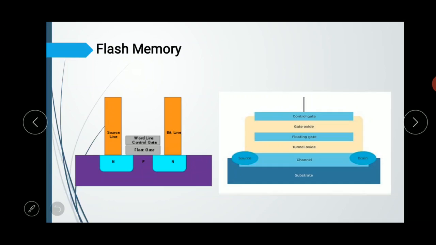In flash memory, each memory cell looks like a standard MOSFET except that the transistor has two gates instead of one. Means in an ordinary MOSFET there is only one gate present, but here two gates are present. See here, one is the control gate, another one is the floating gate. The two diagrams are of flash memory. Okay, so here two gates are present.